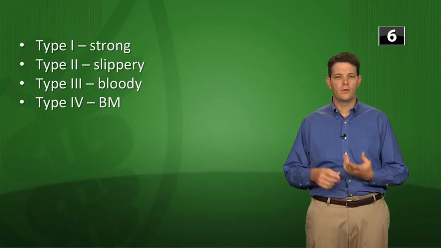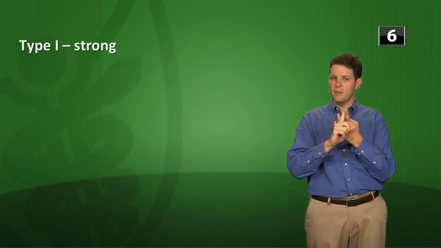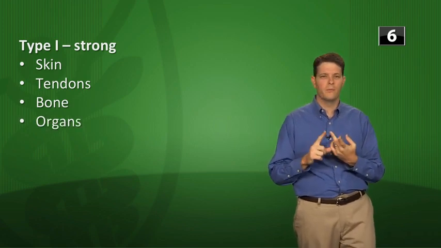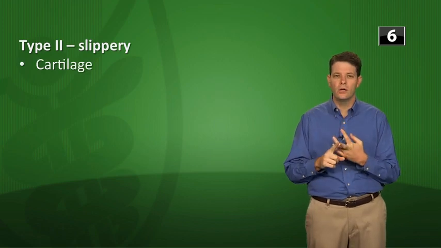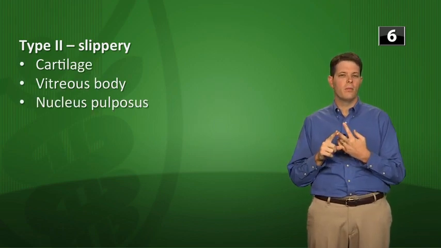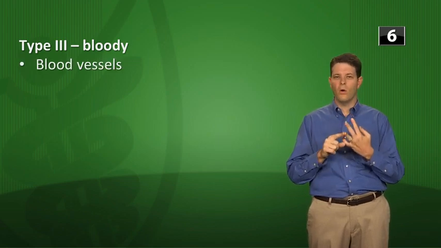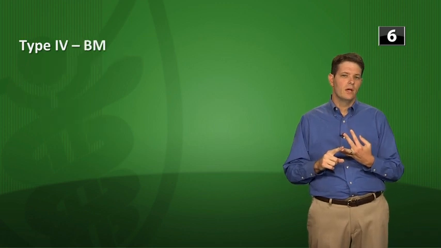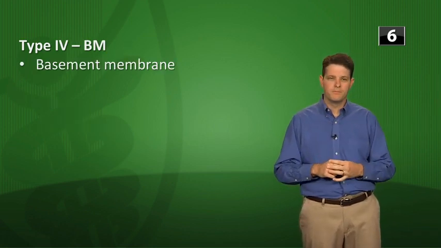Next, what are the different types of collagen and where can they be found? So remember your strong, slippery, bloody BM. So type 1 is the strong type. It's found in skin, tendons, bones, and some in the organs as well. Type 2 is the slippery type, mainly found in cartilage and in the vitreous body and the nucleus pulposus. Type 3 is the bloody type, which is found in reticular fibers in the walls of the arteries, in the skin, in the uterus, and fetal tissue. And then type 4 is found in the basement membranes, or the basal lamina.